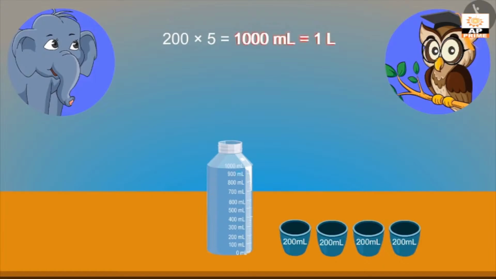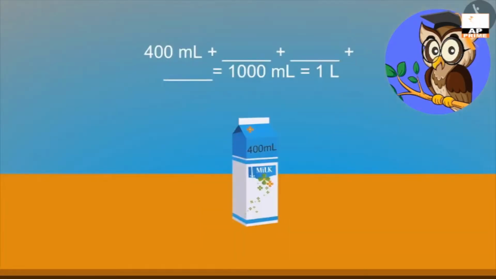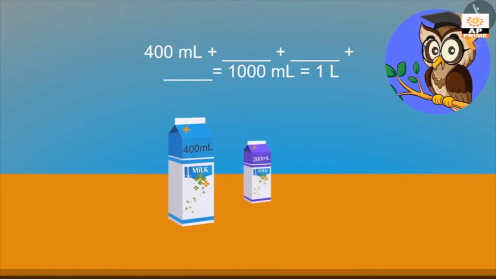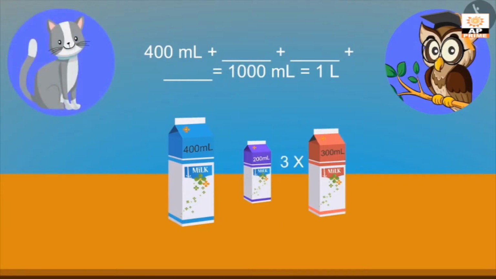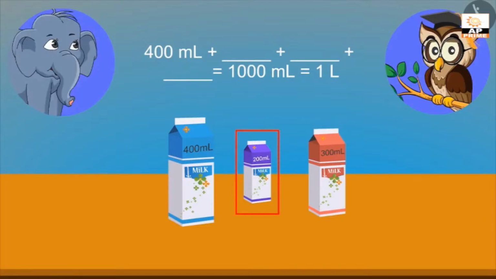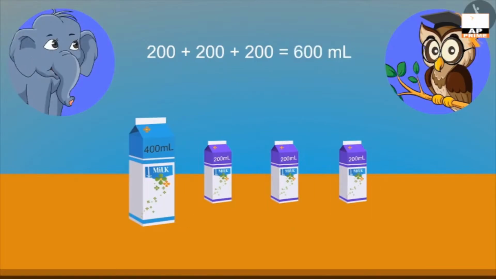See this. We have 400 milliliter of milk. We need 1000 milliliter or 1 liter of milk. Now look, these are the packets of 200 milliliter, 300 milliliter and 400 milliliter. Which three identical packets will combine to make 1000 milliliter? Is the answer 300 ml? On combining, I think it will make 1000 ml. I think the correct answer is 200 milliliter.